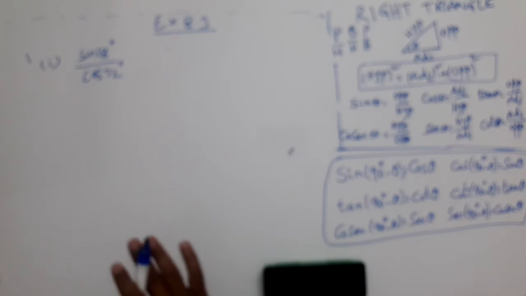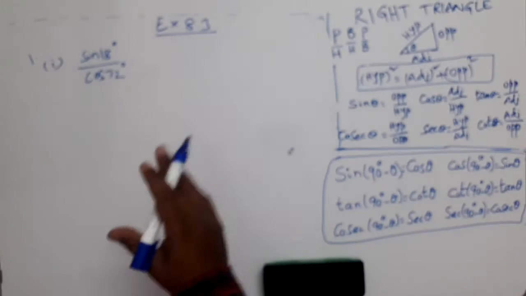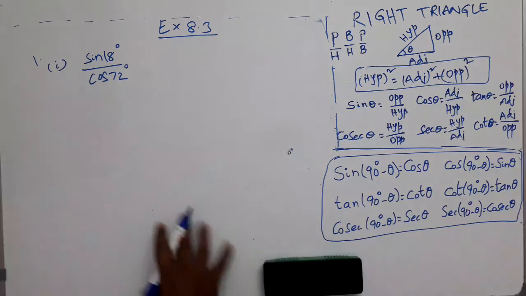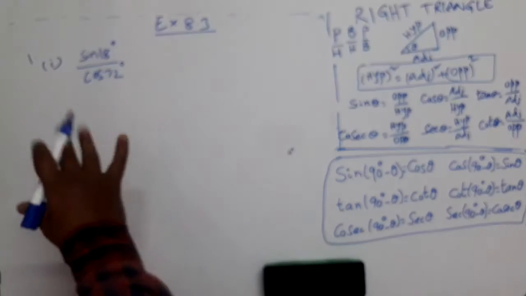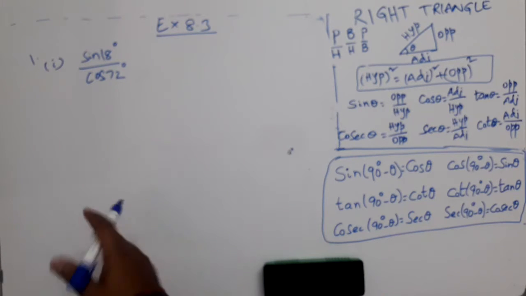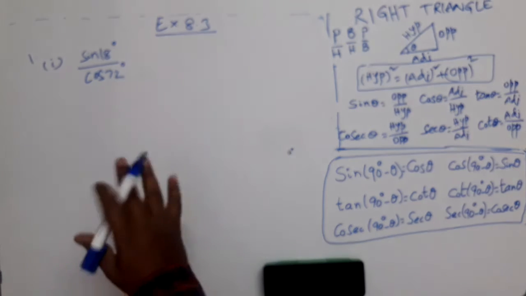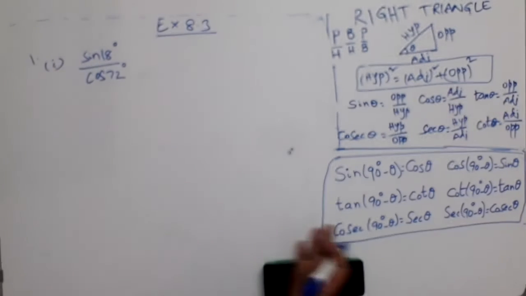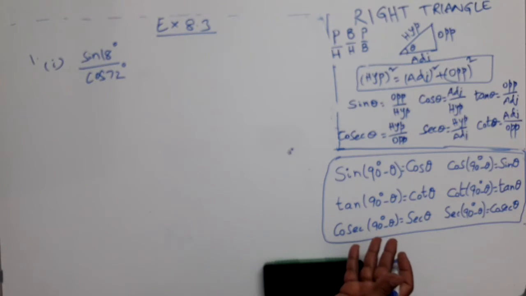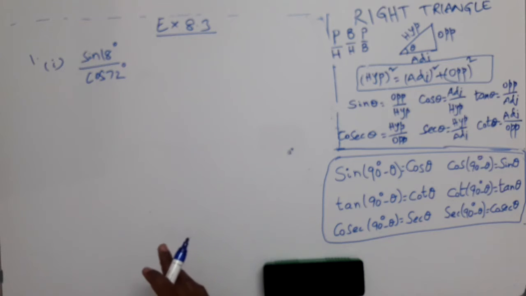Anyway, now of course 18 degrees is not in the table, 72 degrees is not in the table, so I cannot write the value of sine 18 degrees. I don't know. The value of cos 72 degrees I also don't know. But why is this question asked now in this exercise? Can you guess? Yes, these are the relations you can use to solve the questions, right?